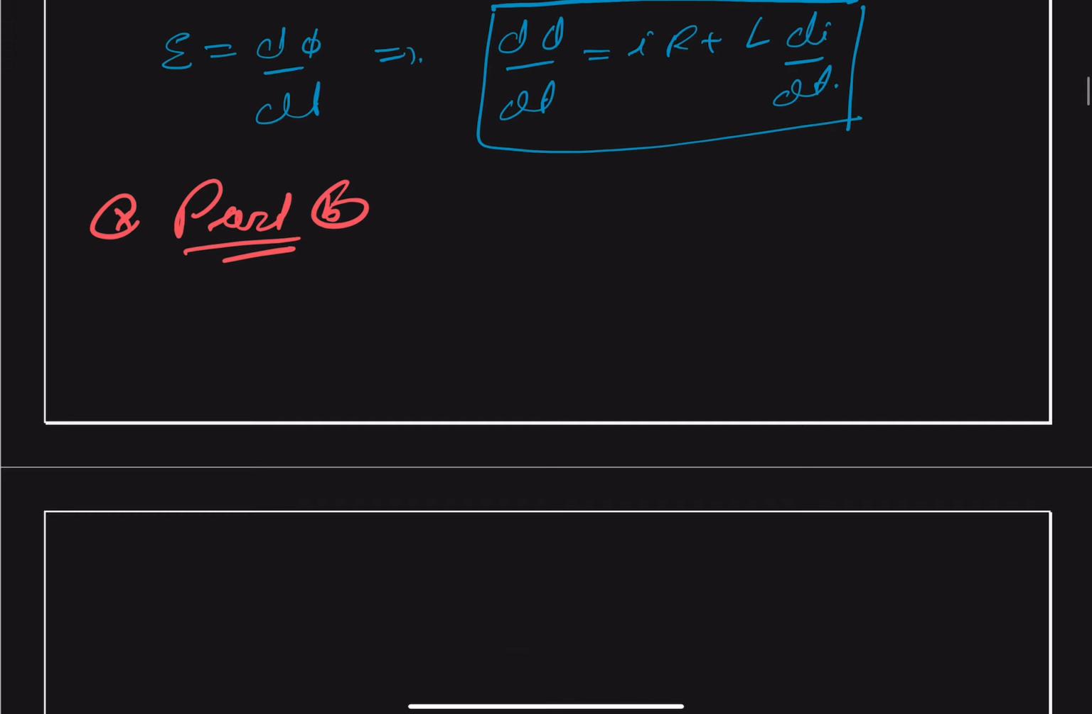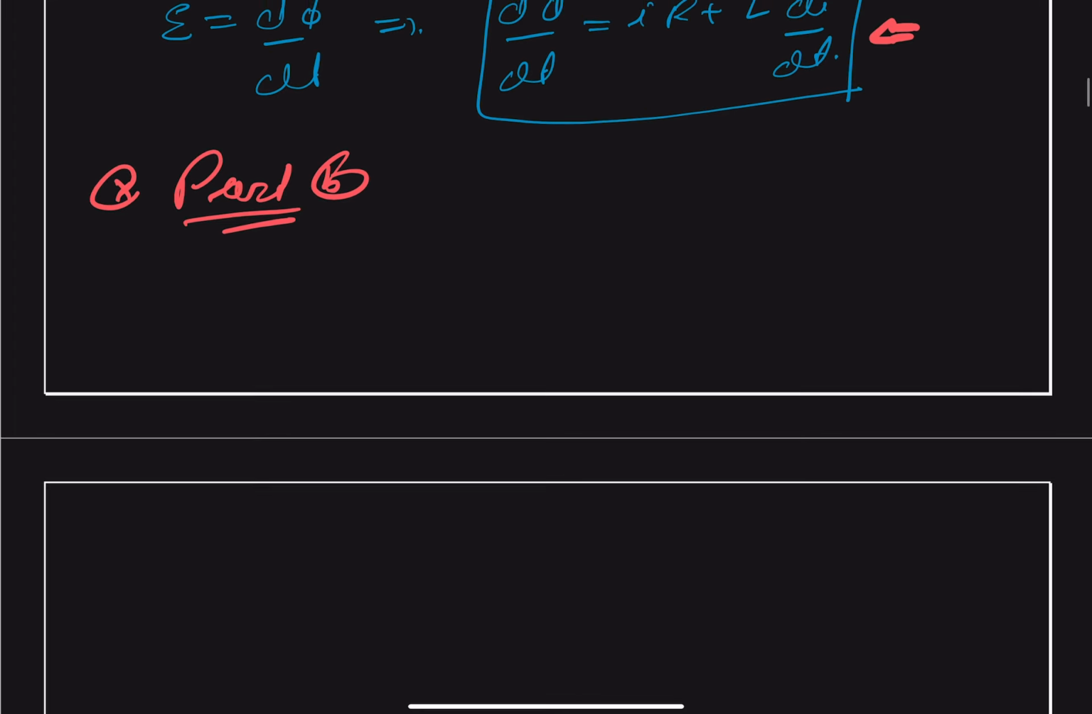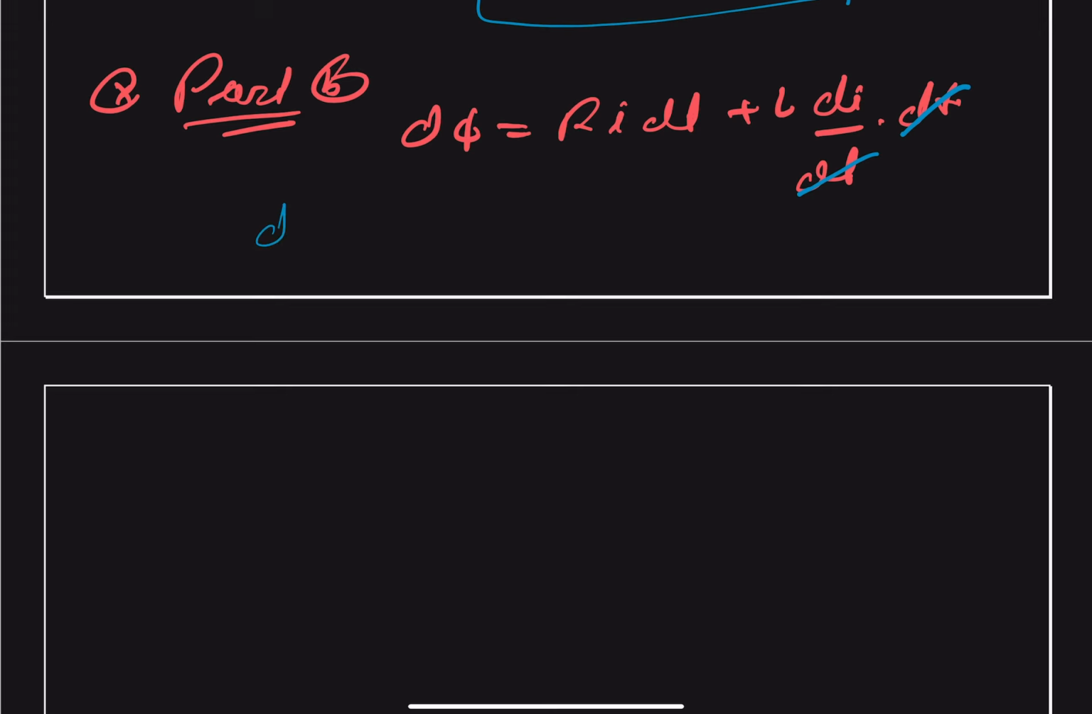So we are going to start with this equation, and we can modify it a little bit. We can write this as d phi is equal to Ri dt plus L di upon dt multiplied by dt. So here dt and dt cancel out. So we get d phi is equal to Ri dt plus L di.